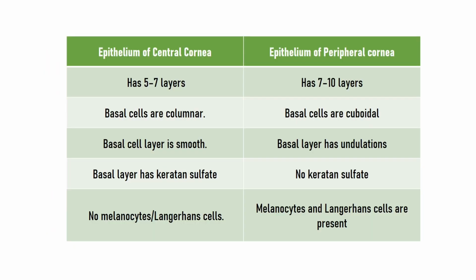Now, the epithelium of central cornea is not the same as the epithelium present at the periphery. Central epithelium has 5 to 7 layers, while peripheral epithelium is thicker with 7 to 10 layers. Basal cells of central corneal epithelium are columnar, while those of peripheral cornea are cuboidal. Basal cell layer at center is smooth, while peripheral basal layer has undulations. Keratan sulfate is present in the basal layer of central cornea, but is absent in peripheral basal layer. There are no melanocytes or Langerhans cells in central cornea, but they are present in peripheral corneal epithelium.